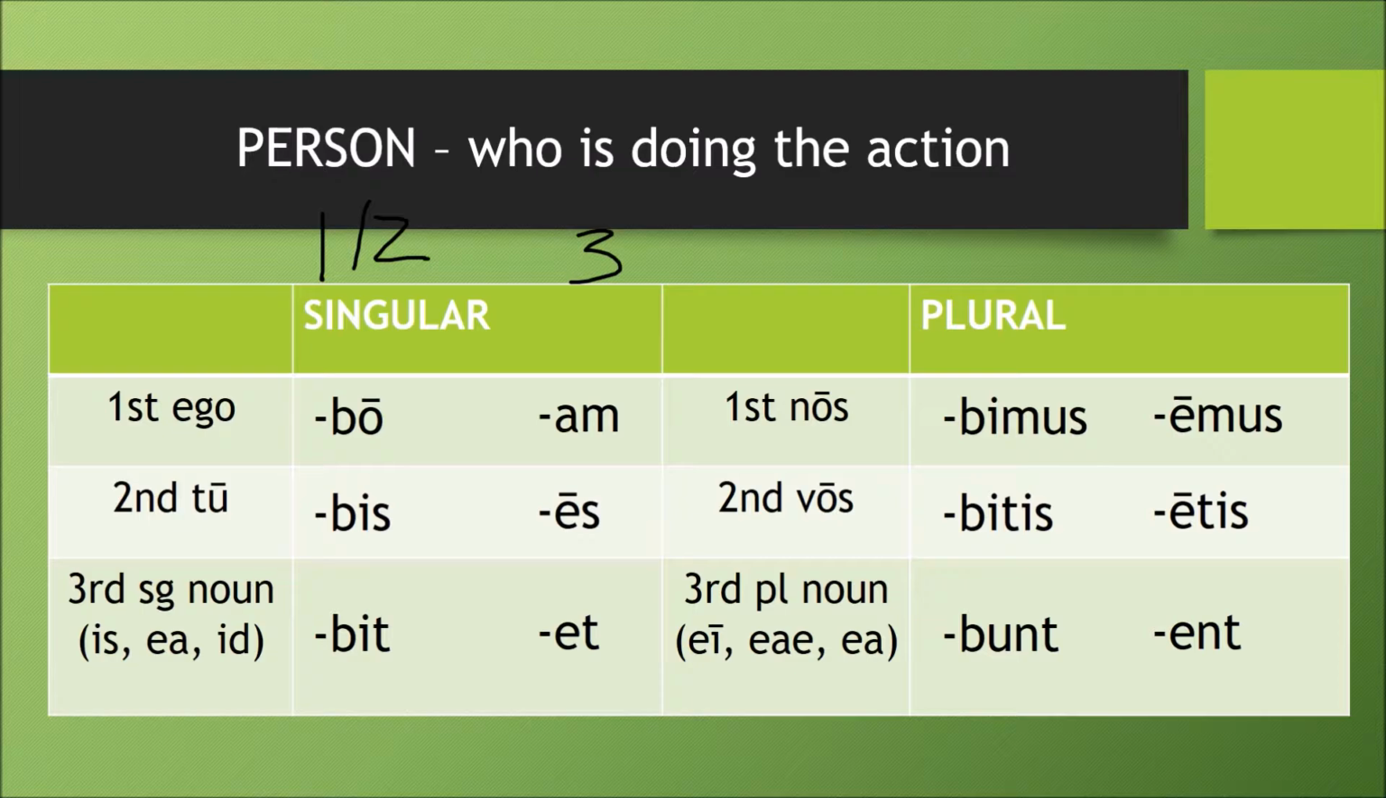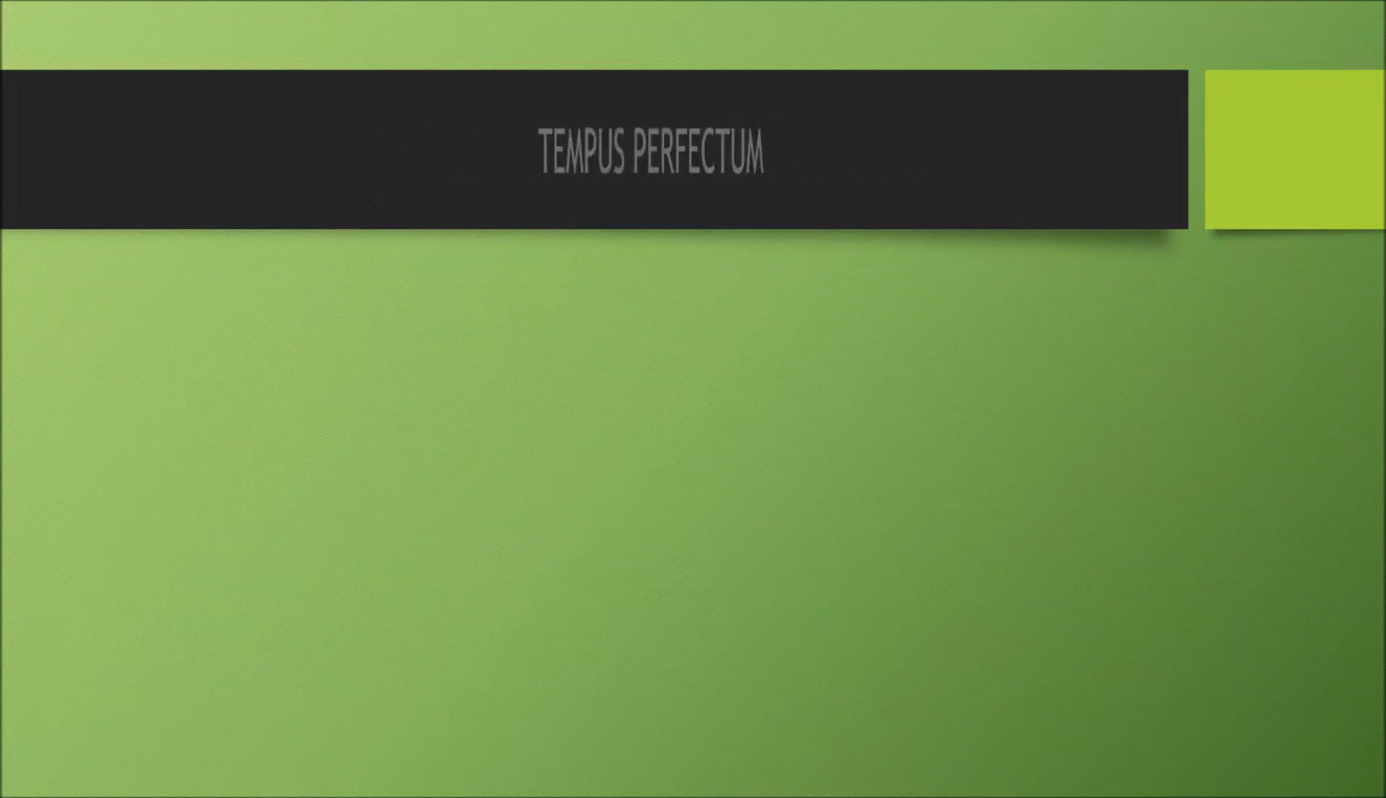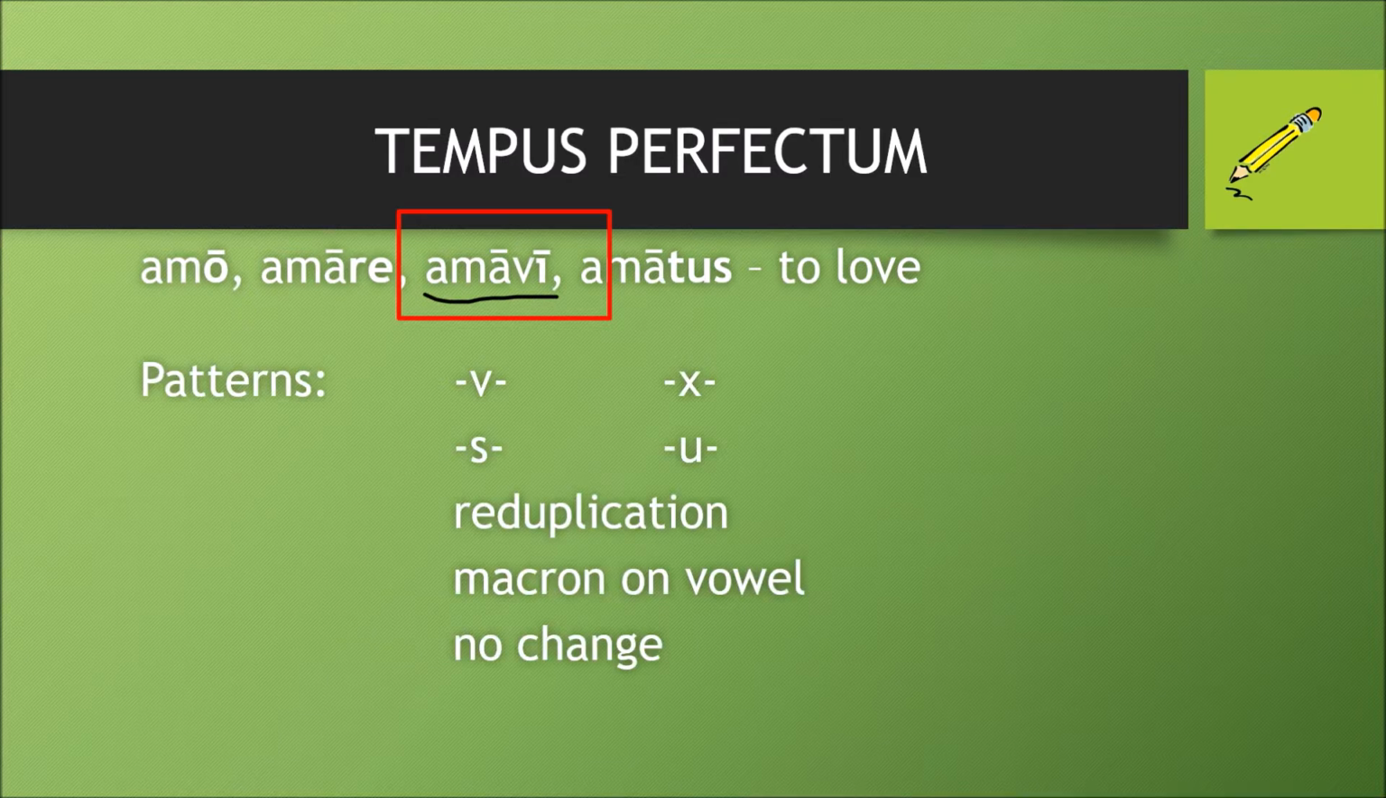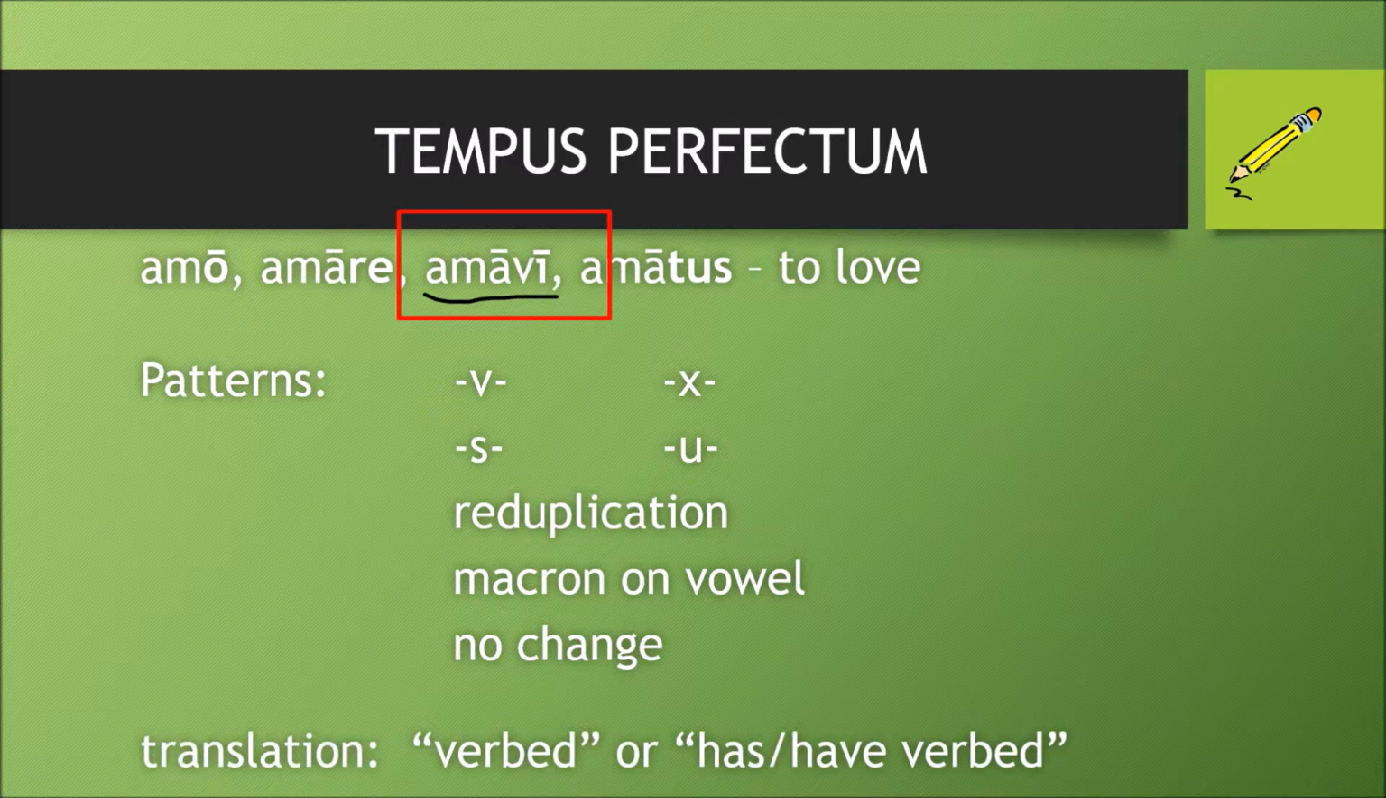And just a reminder that all of the tenses that we have studied so far are going to be using your principal parts 1 and 2 to form these verbs before we add those endings to it. The tempus perfectum, on the other hand, as we discussed previously, it's going to use this new third principal part, the one that has all of those spelling changes, the V's, the S's, the X's, macrons, and reduplication. And this translation, it's again going to be in the past tense.